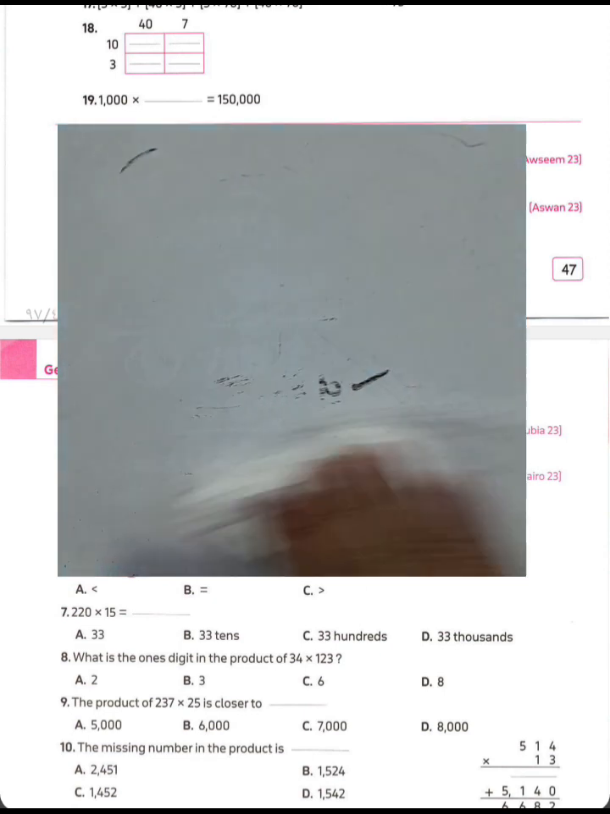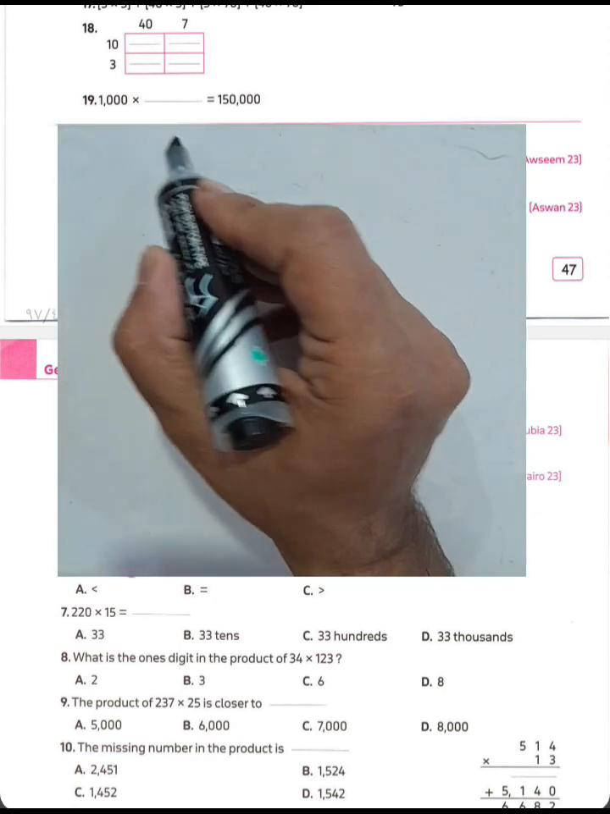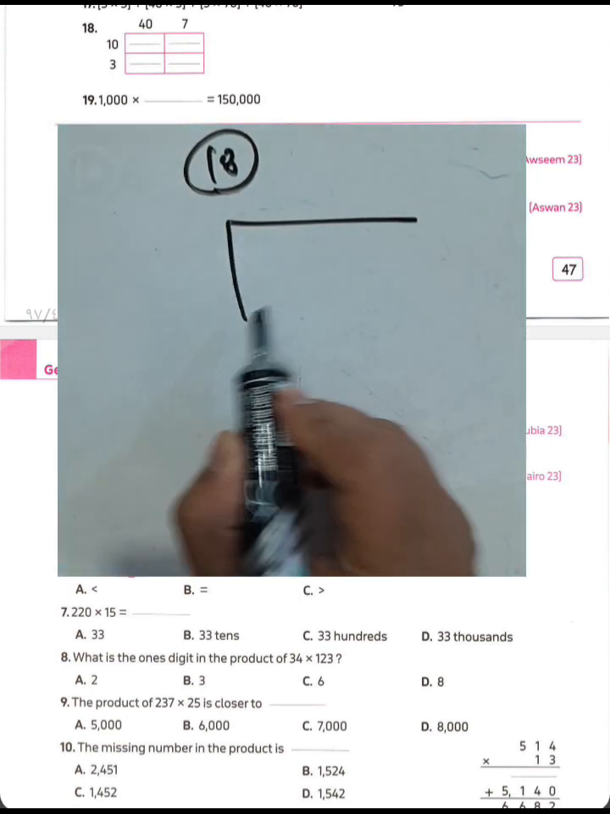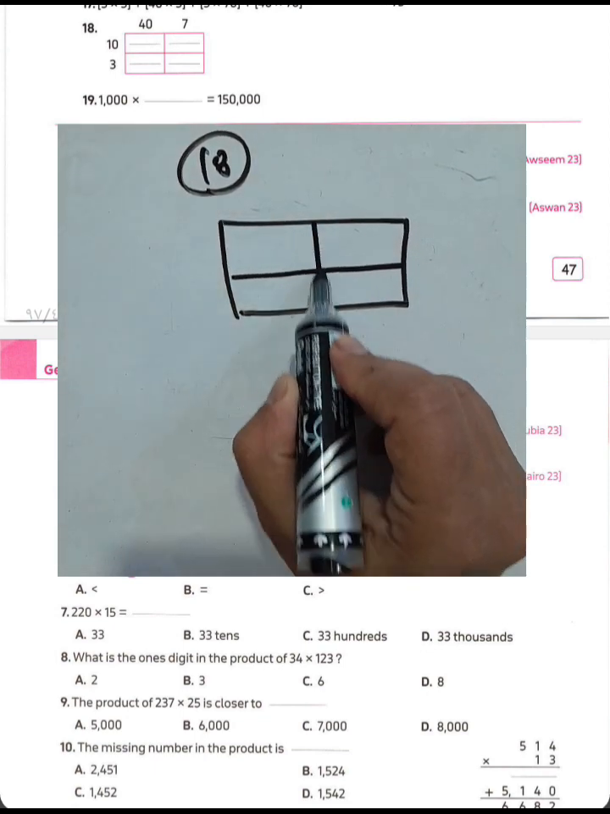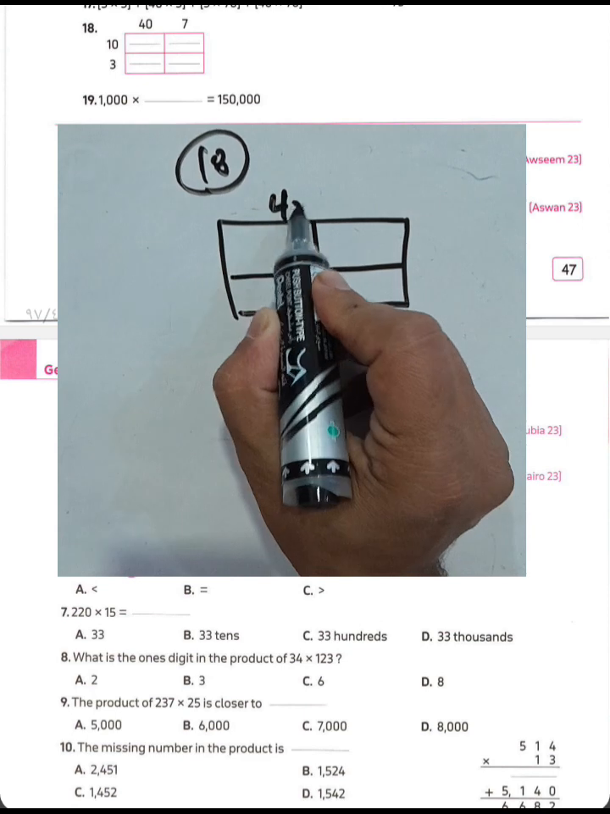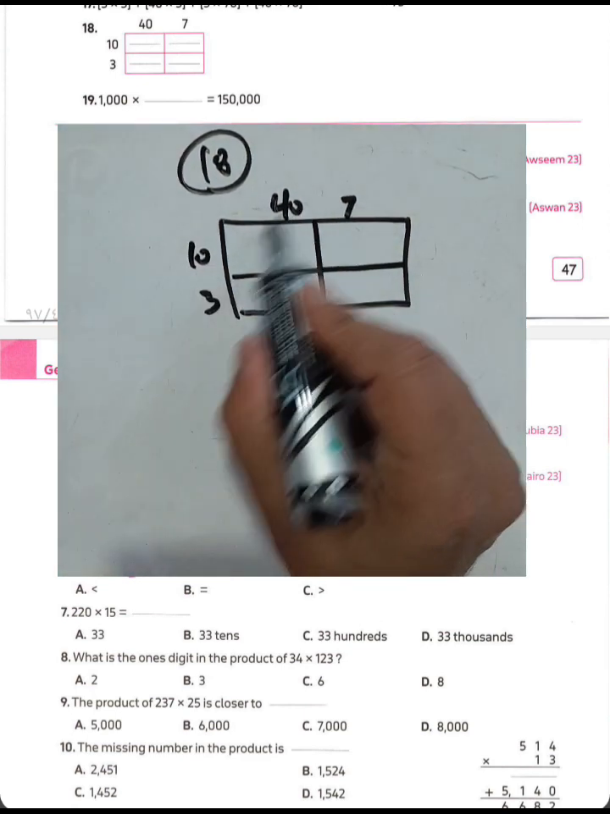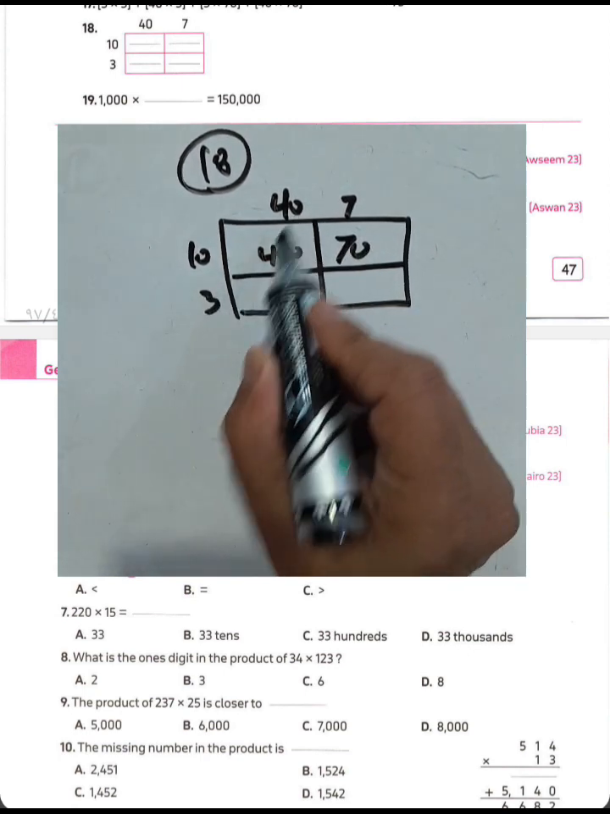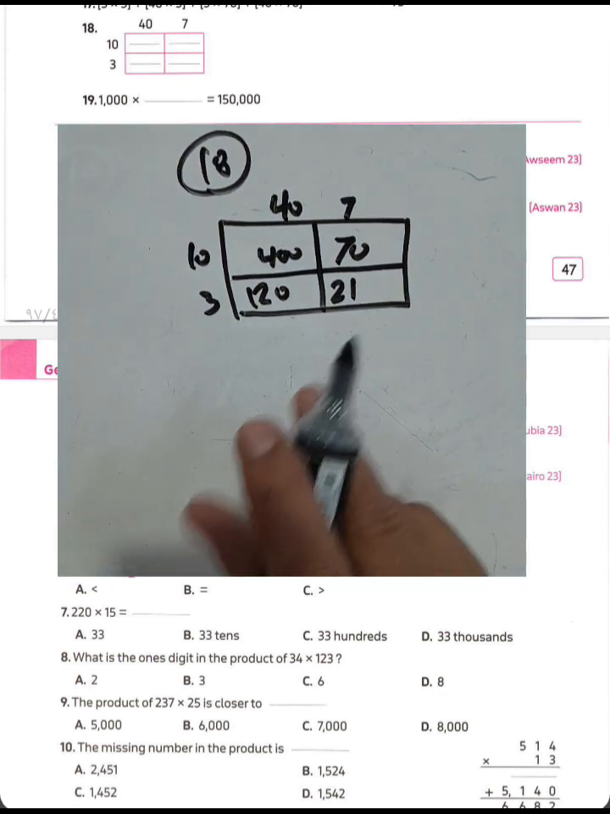Okay, question 18. We have the table here, 40 and 7, and 10 and 3. We can find the area of a rectangle equals length times width. 10 times 40 equals 400 and 10 times 7 equals 70. 3 times 40 equals 120. 3 times 7 equals 21.